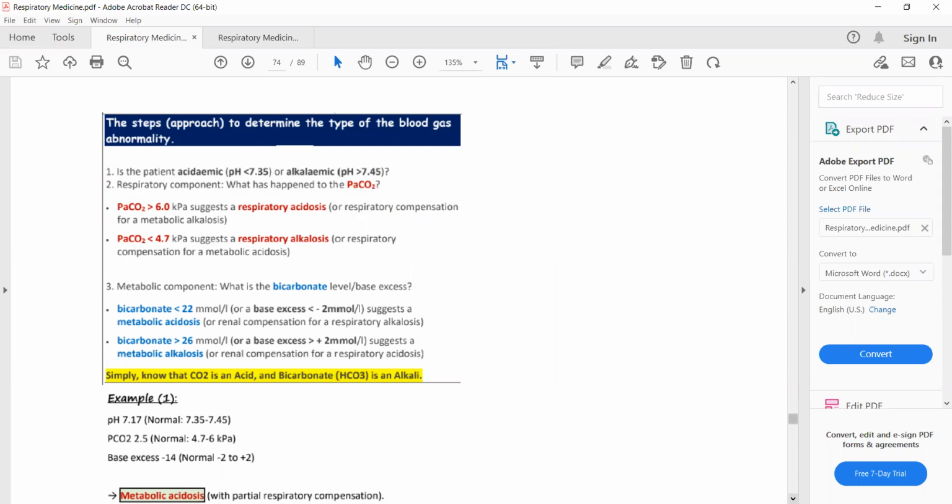It's better to ask questions. So Dr. Sumbal will tell us what will be the compensation in metabolic alkalosis. Sir, respiratory component. There will be respiratory compensation.